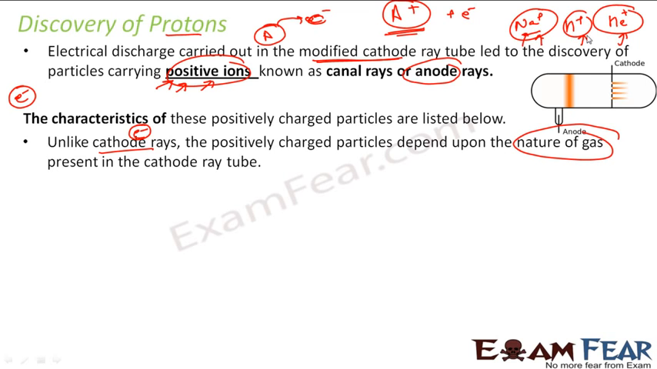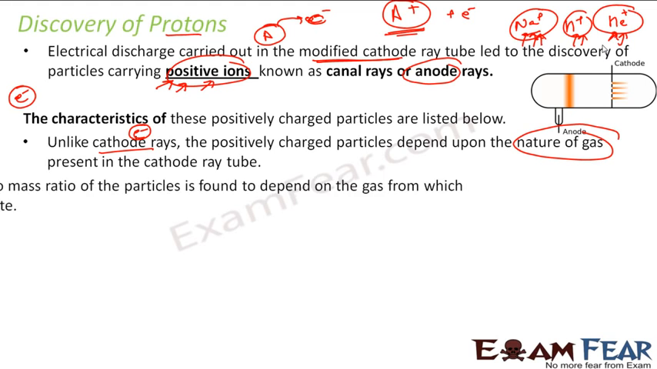Earlier, the nature of gas didn't matter for the electron, because for any element, the electron you take out is the same. But here we're talking about the ions now. So the positive ion is different for different elements, and the nature of gas matters.